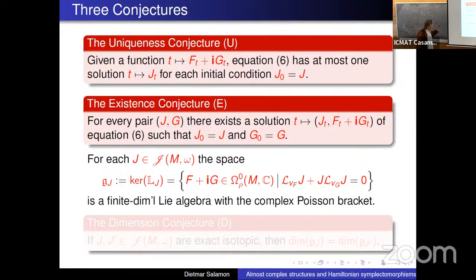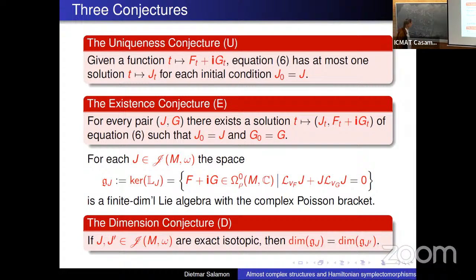And then the third conjecture relates to the kernel of this operator Lj. And let me point out that if you take Lj star Lj, then you have a Fredholm operator. It's a fourth order Fredholm operator on the space of complex valued functions. And so therefore the kernel of Lj must be finite dimensional. And this Gj is actually a finite dimensional Lie algebra with a complex Poisson bracket. And the third conjecture is that the dimension is constant on each equivalence class of J's. So again, this conjecture is easily seen to be true if you consider the integrable case.